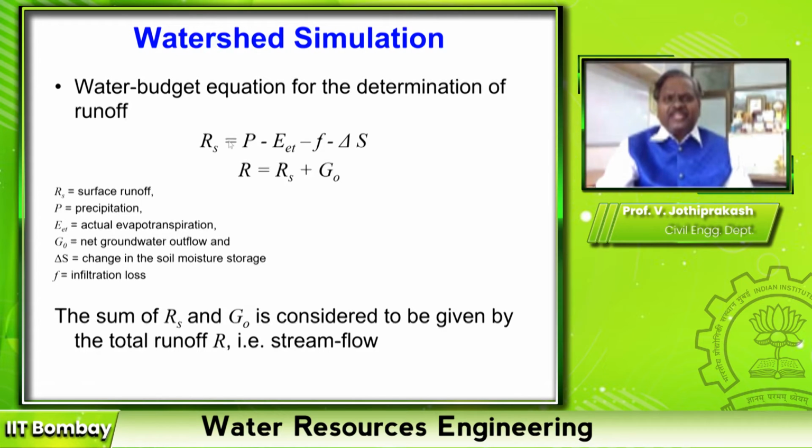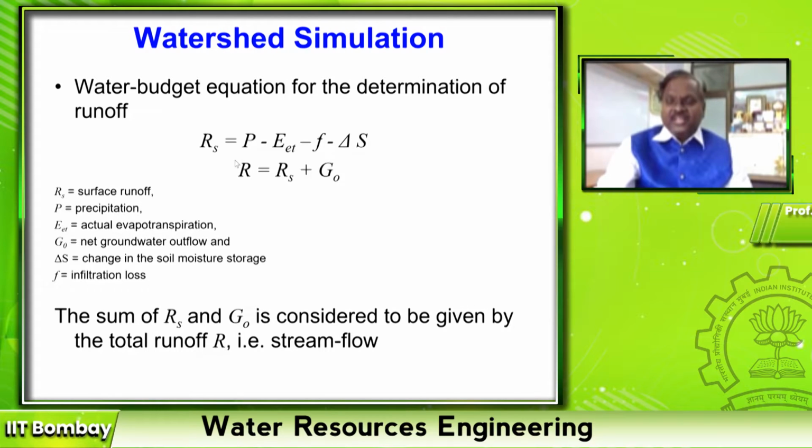Okay. So there are several components. I think we have seen it in our watershed water budget, right? So runoff is equal to precipitation minus evapotranspiration minus infiltration, plus or minus change in storage, plus and minus groundwater inflow and outflow. Okay, so this is why we have made it a net groundwater.